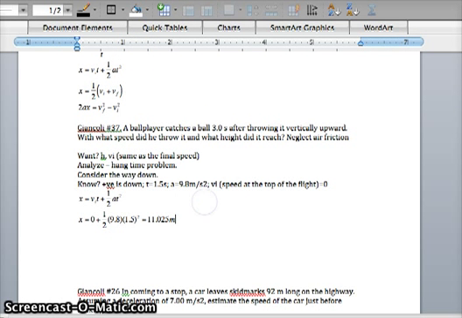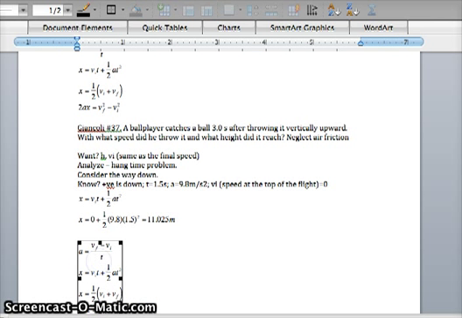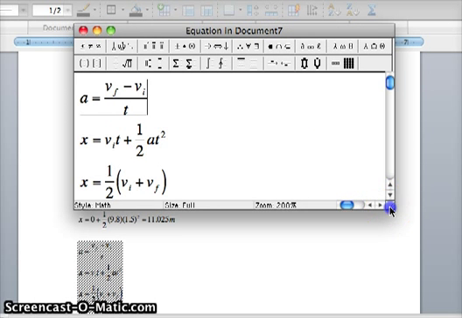Okay, so then that's the height. Then we want to find the speed that he threw it with. So that's going to be the same as the speed with which it hits the ground. So for that one, we're going to use, and again we're opening up this equation editor.